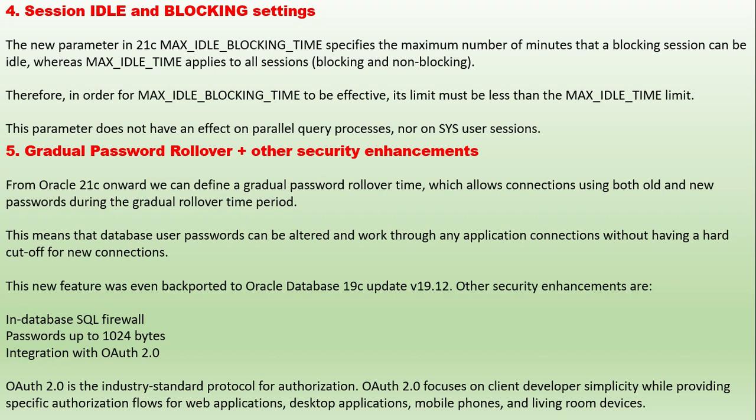Number 5, gradual password rollover plus other security enhancements. From Oracle 21c onwards, we can define a gradual password rollover time which allows connection using both the old and new password during the gradual rollover time period. This means the database user password can be altered and work through any application connection without having a hard cutoff for new connections. This new feature was even backported to Oracle Database 19c, update version 19.12.